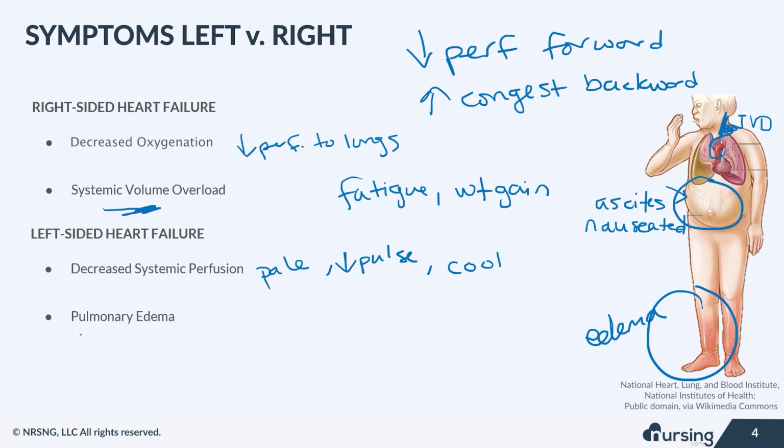And then we see the congestion happening in their lungs. That's that congestion backwards from the left side of the heart goes into the lungs. So we're going to see pulmonary edema. So you see they're going to have a cough, right?